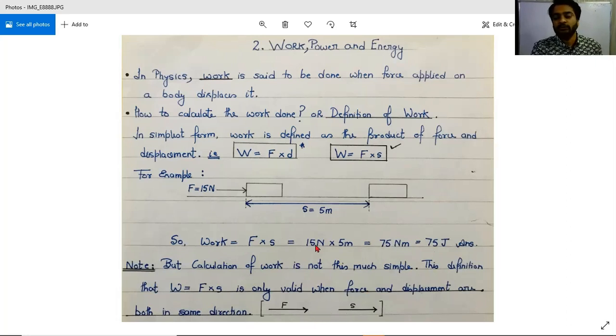Okay, so this formula will work only when, listen carefully to this, this formula or this definition will work only when force and displacement are both in the same direction. So we have to remember that this formula will work only when force and displacement, listen carefully, are both in the same direction. It is not compulsory like this. Look, I will change the slide.